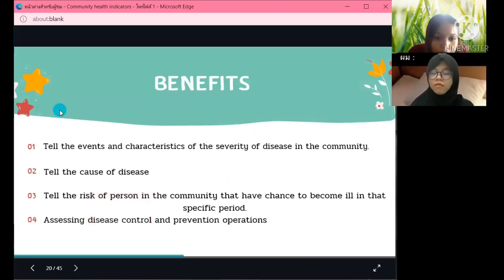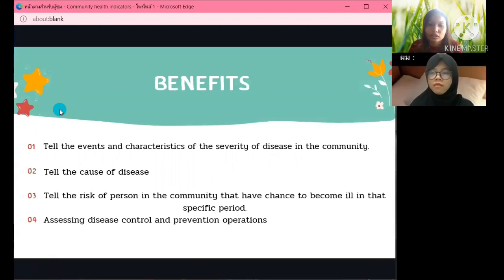Benefits. The first, tell the occurrence and the characteristics of the severity of disease in the community. The second, tell the course of disease. The third, tell the risk of the persons in the community of becoming ill in that specific period. The last one, assessing disease control and prevention operations.